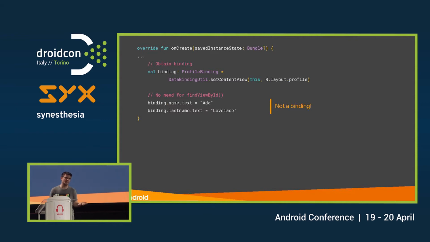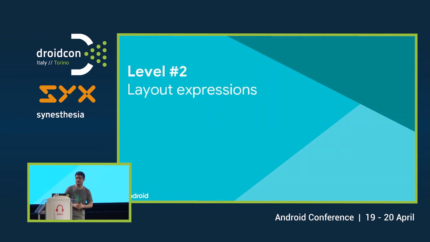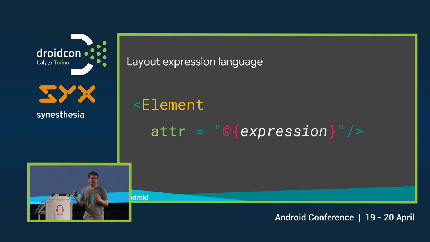That's it. This is not actually a binding. We're actually just assigning a value to an attribute of that view. So since you're here and you've already set data binding up, why don't you just add some layout expressions? I showed you what a layout expression was, but I didn't really define it. So an expression is something that lives in the value of an attribute inside an XML element. It is wrapped by those curly braces and prefixed by an @ symbol.